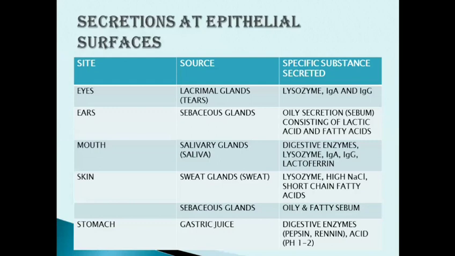Now, secretions at epithelial surfaces, I have just mentioned here. From the eyes, the lacrimal gland or tear secretion contains lysozyme, IgA and IgG. From the ears, the sebaceous gland, as I have already mentioned, gives an oily secretion, sebum, consisting of lactic acid and fatty acid. Then from the mouth, it's saliva from the salivary gland, with digestive enzyme, lysozyme, IgA, IgG, lactoferrin. Then from skin, sweat gland and sebaceous gland, and from the stomach, gastric juice.